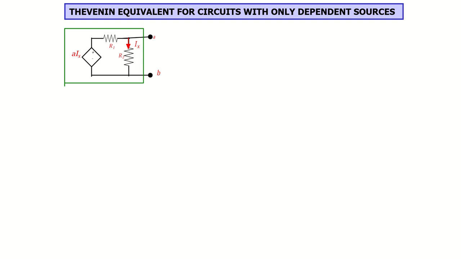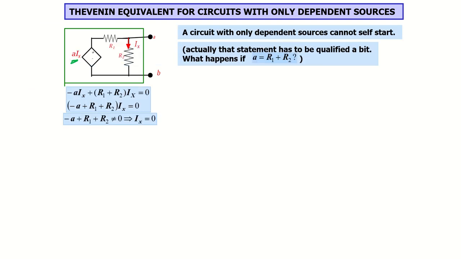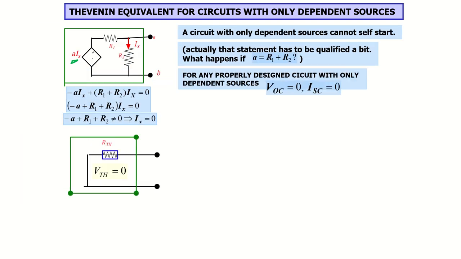So now if we have a dependent source within our circuit, for example, here we have a dependent voltage source. Now there is a limitation. The limitation is if we have only dependent sources within our circuit, the circuit cannot self-start, because that voltage source, for example, depends on the value of current Ix. So the question is how the Ix is being generated in the circuit.